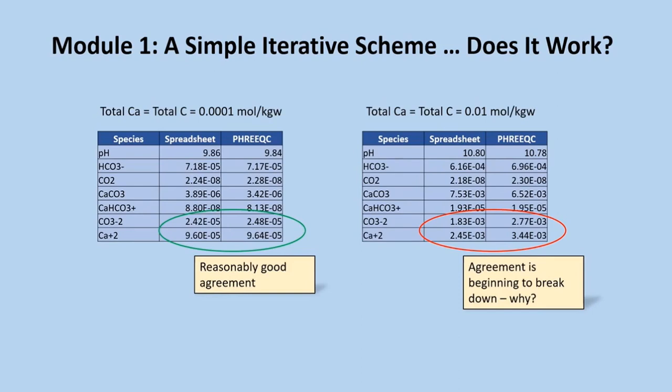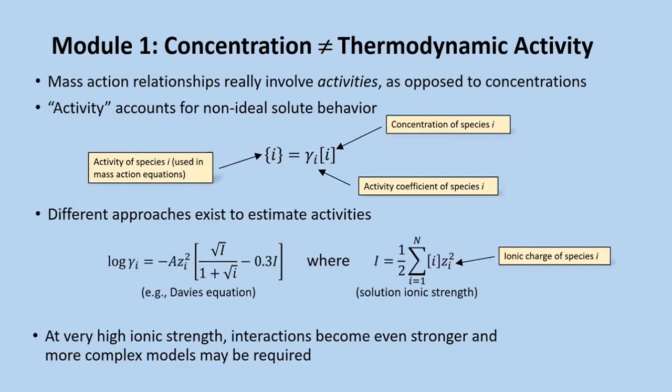Why is this? Well, one part of the explanation could be that at higher pH values, there are some other species that come into play that are not considered by the spreadsheet model, but are considered by Freak-C. However, there is another important issue that's coming into play here. That issue is the concept of thermodynamic activity.